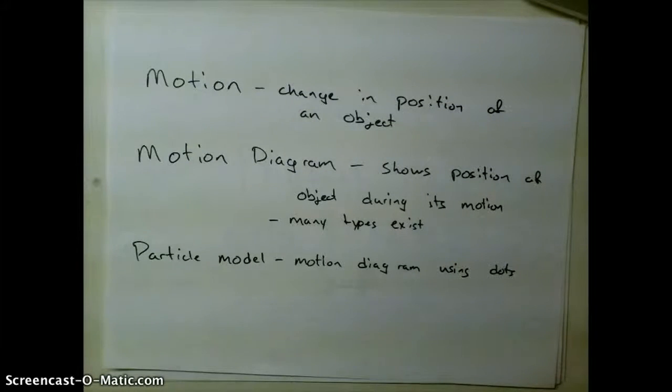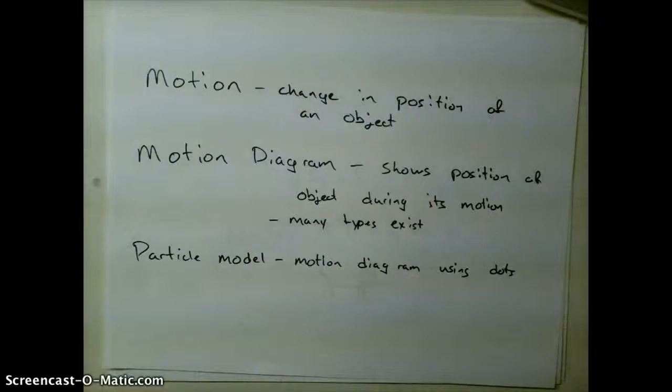It shows the position of an object during its motion. Many different types of motion diagrams exist. It's basically like a flip book. If you were to take the individual pages out of a flip book and lay them side by side, that would work as a motion diagram. It's showing an object as it's moving throughout time.